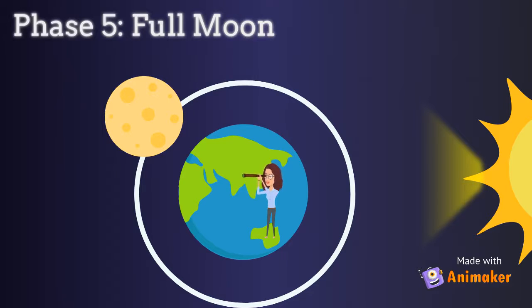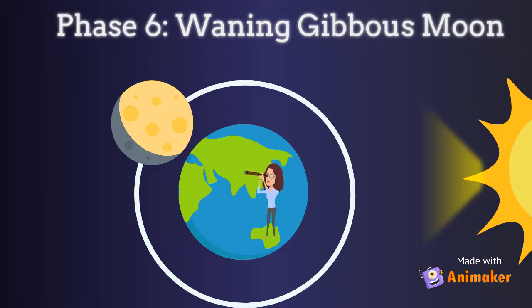The fifth phase is called a full moon. This occurs when the sunlight portion of the moon is facing the Earth and the Earth is positioned between the sun and the moon. This is when you can see the moon fully visible in the sky.